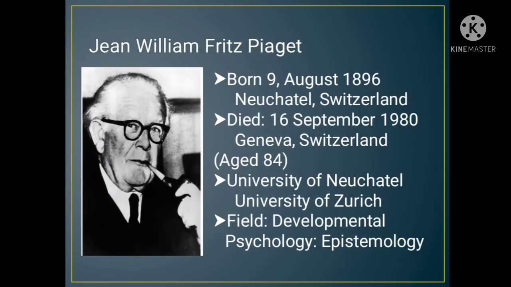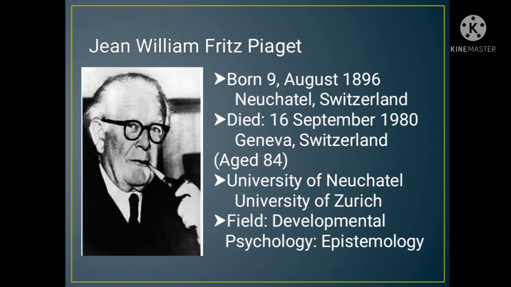Okay, let's talk about John William Fritz Piaget. He was born on August 9, 1896 at Neuchâtel, Switzerland. He died on September 16, 1980 at Geneva, Switzerland at the age of 84. Alma mater, University of Neuchâtel and University of Zurich. His fields are developmental psychology and epistemology.